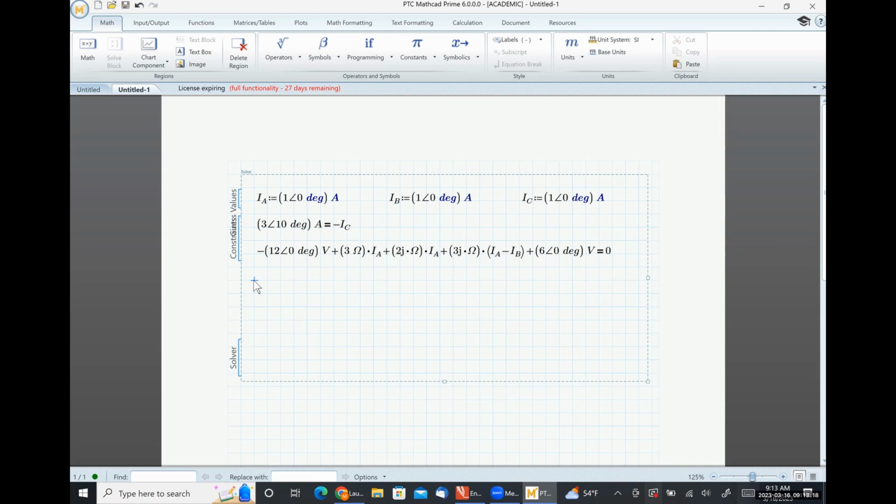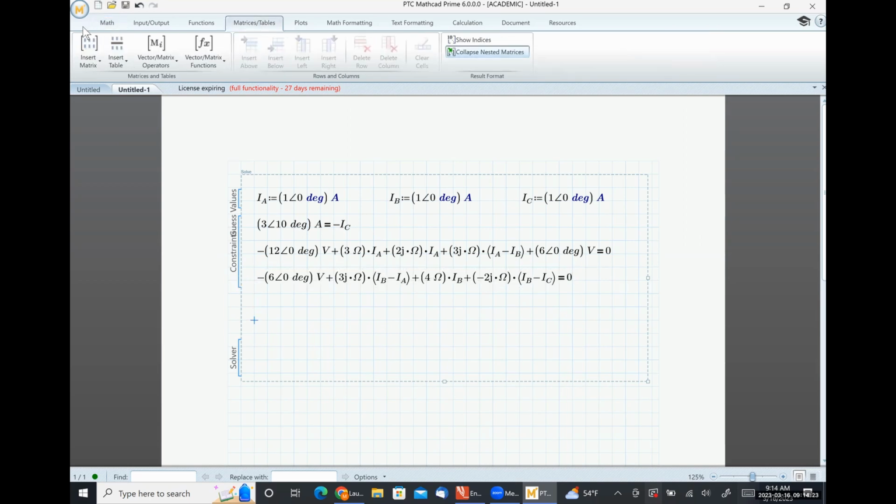Now for my next equation, negative 6 volts plus 3J ohms multiplied by IB minus IA plus 4 ohms times IB plus minus 2J ohms times IB minus IC. Control equals to 0. I've got my 3 equations in.